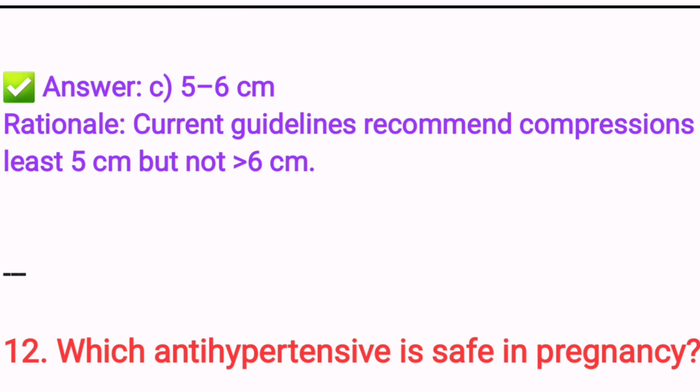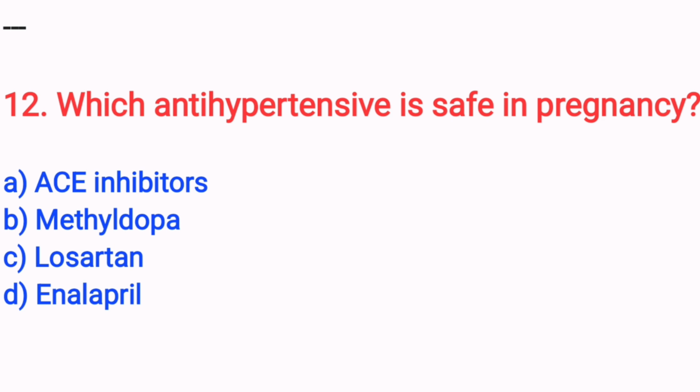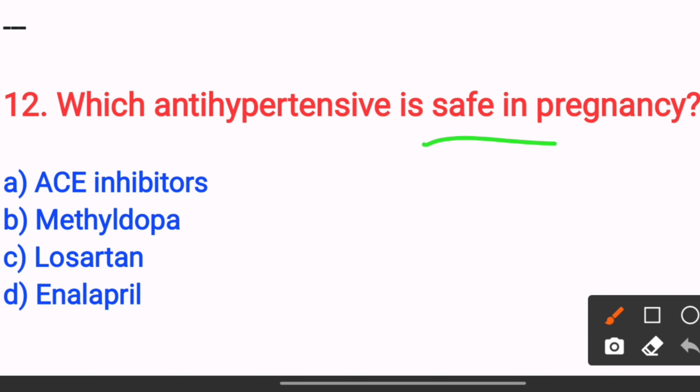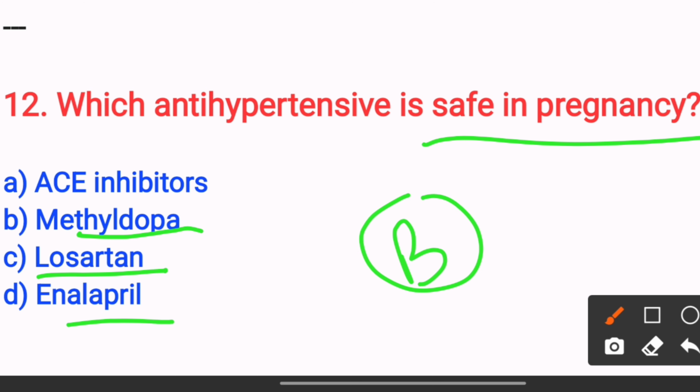Next, which antihypertensive is safe in pregnancy? Option A ACE inhibitor, option B methyldopa, option C losartan, option D enalapril. The answer is option B methyldopa. Methyldopa and labetalol are safe, and ACE inhibitors are totally contraindicated in pregnancy.